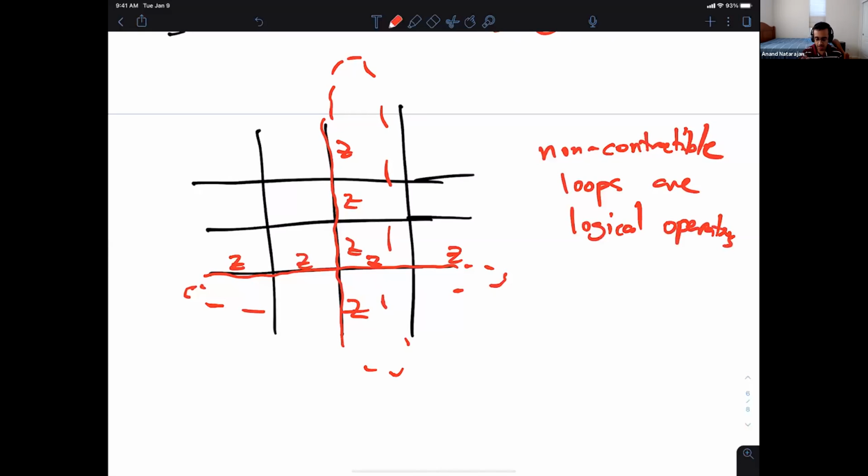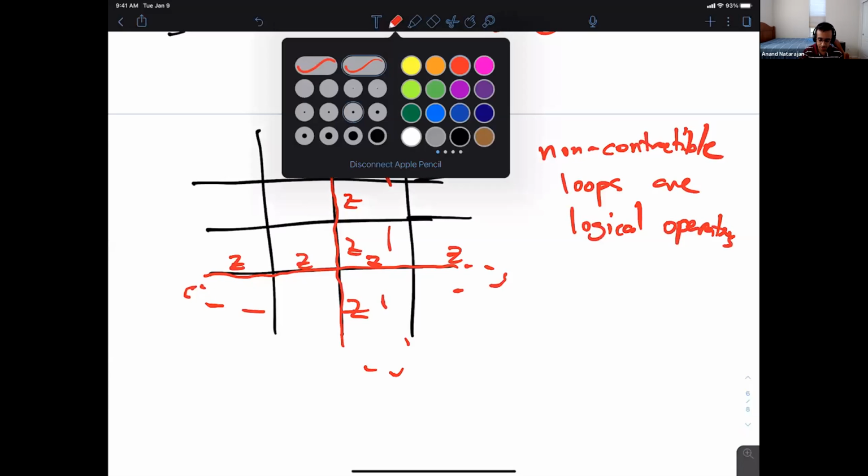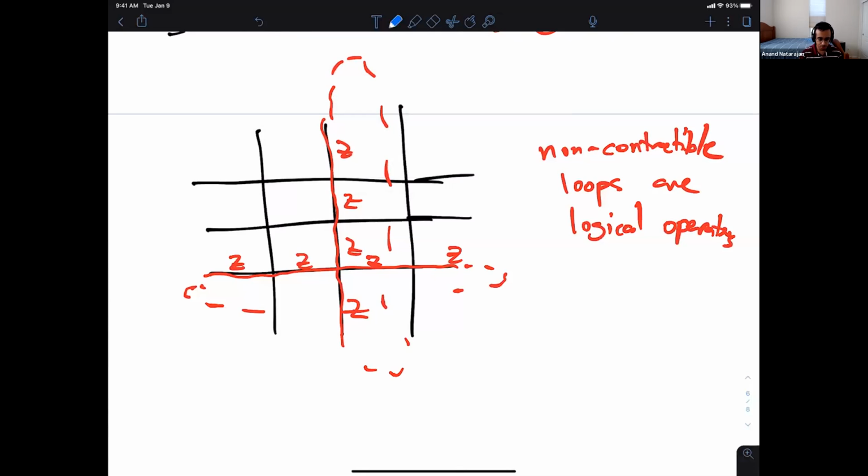So that's it. The logical operators are precisely the non-contractible loops. And we did all of that for z. Turns out you can do it for x as well. It works the same way, except you need to work with what's called the dual lattice, which basically means you just interchange the roles that vertices and faces play with each other.